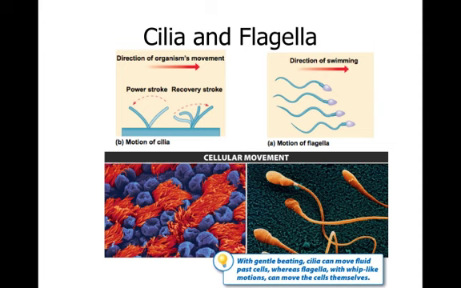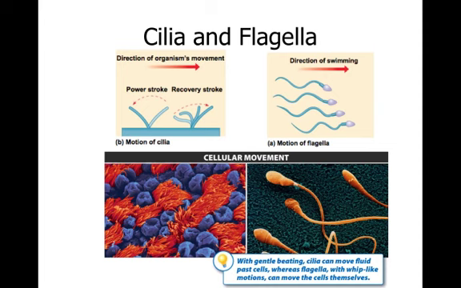So here we are, cilia and flagella. Both of these allow for cellular movement, but they are also very different. The way that they are similar, one, is that they allow for cellular movement. Two, that they are made up of individual protein filaments or protein fibers.